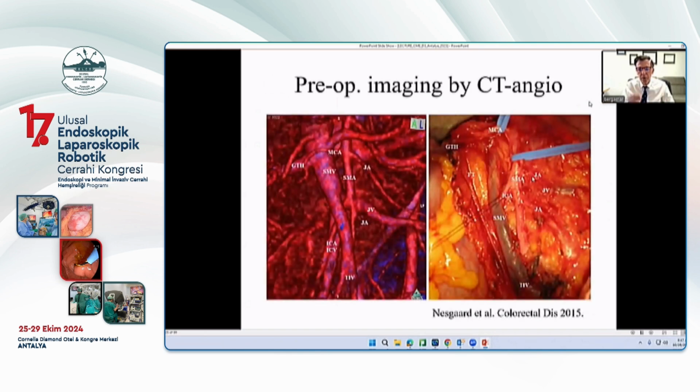Now, this is an article from his team from Oslo, Norway. They would do a CT angio, as we call it in English, basically a CAT scan angiogram, to identify the anatomy of the superior mesenteric artery and vein, because there are a lot of variables. So they want to know the anatomy before they go into surgery.